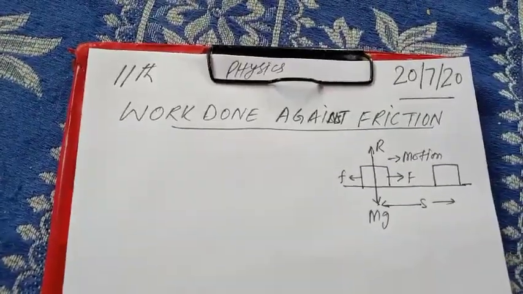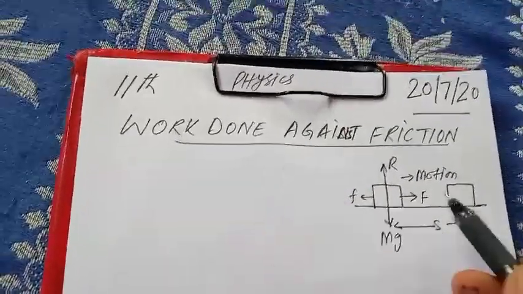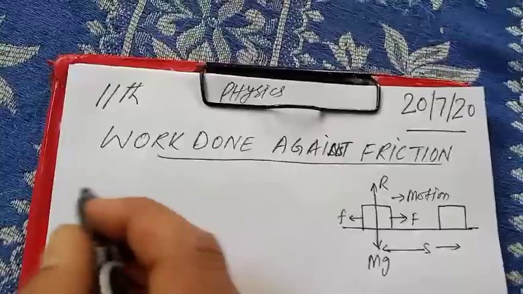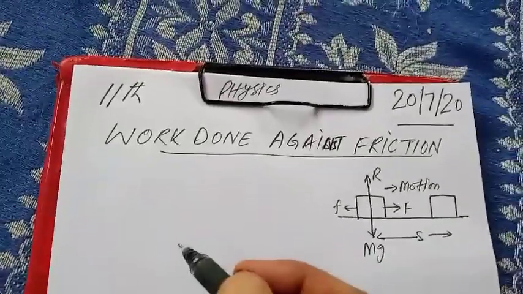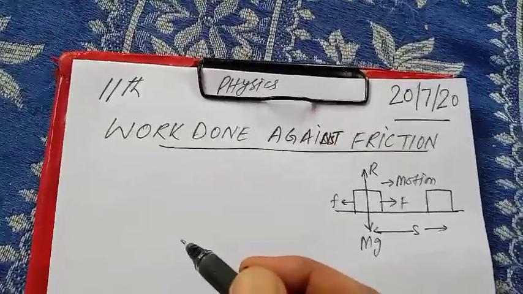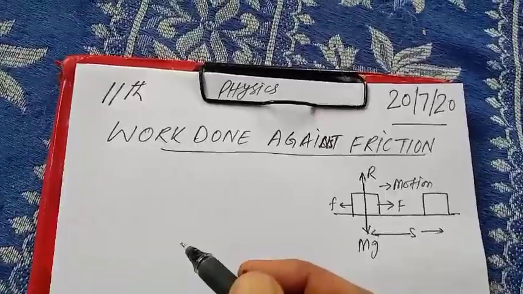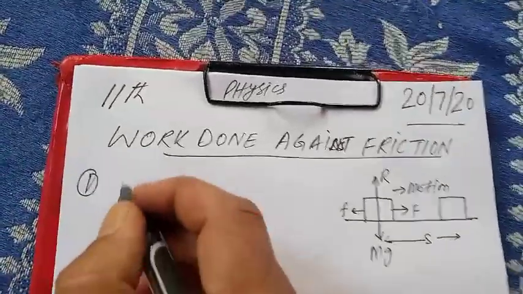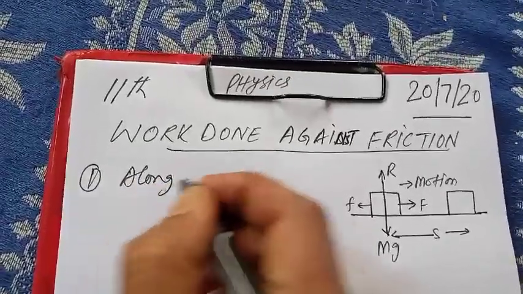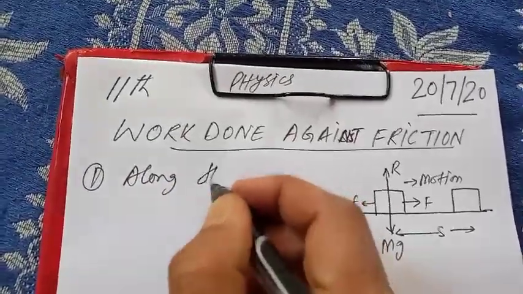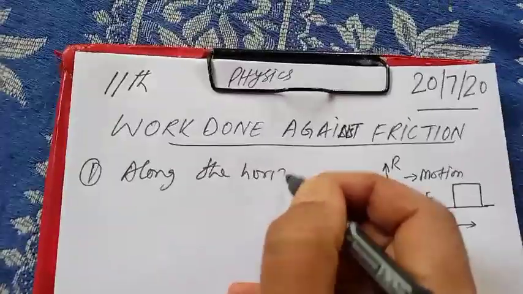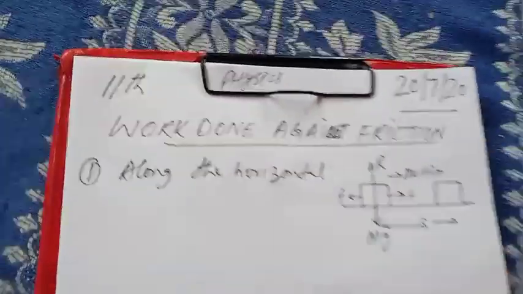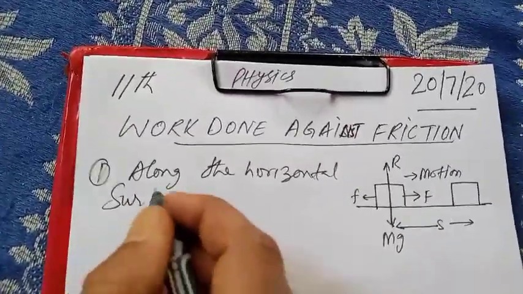Class 11th subject physics. Today's topic is work done against friction. Let's find how much work is done against the force of friction in order to move the block in the following two cases. First, when we move the block along the horizontal surface.